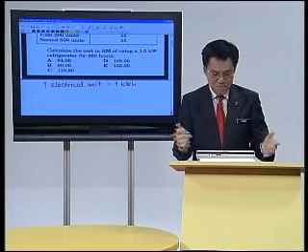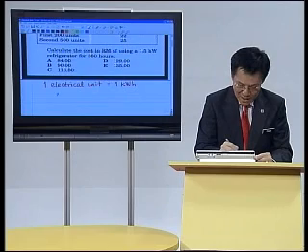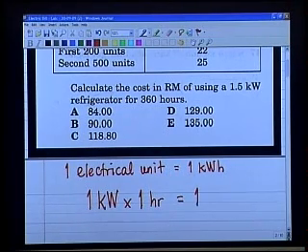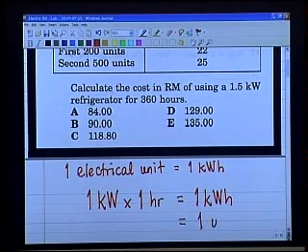It simply means this. If I were to use a 1 kilowatt gadget, for example, let's say a guitar amplifier, and I use it for 1 hour, so what do I have? 1 times 1, I have 1. Kilowatt times hour, I have kilowatt hour. So 1 kilowatt hour will be equal to 1 unit of electricity. Alright, so that is the meaning of it.